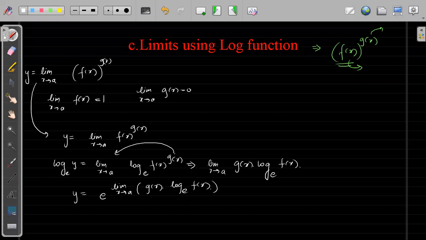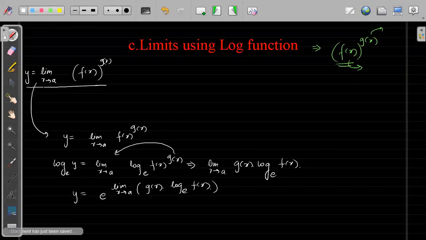Okay, so I hope you understood the process. This will be a different form. If you have a question like this, where f x is raised to the power g x, you can bring this g x outside by taking log on both sides. Then g x will come outside, you will have log f x. This becomes much simpler because now you have two different functions multiplied to each other.